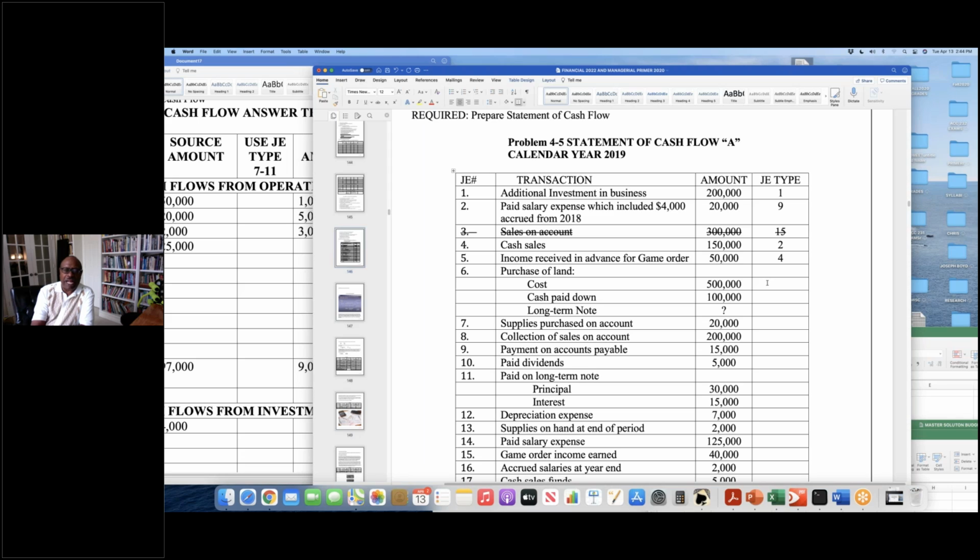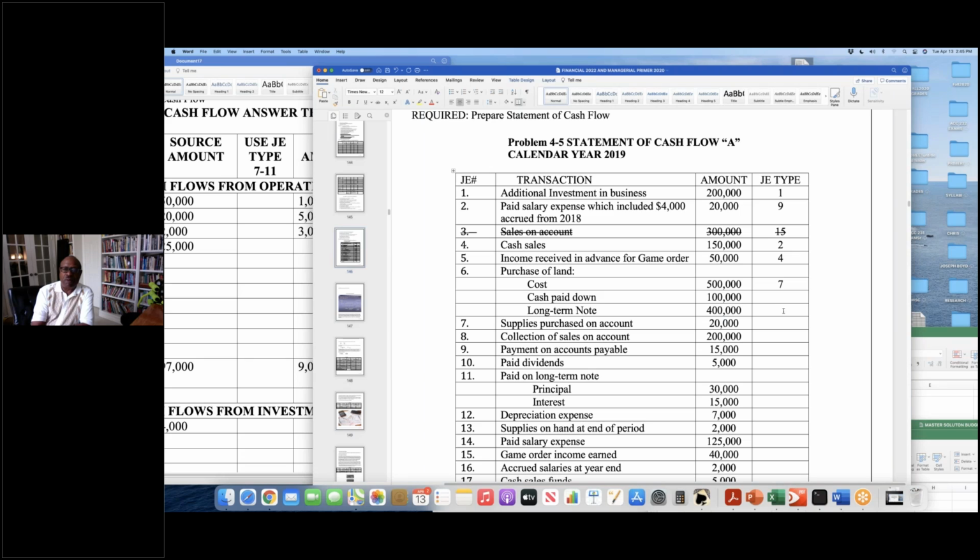Purchased land cost 500,000, paid down 100. Long-term note. I just put a question mark there. Wouldn't that be like 7 and 12? Okay, so you're right. So we're going to put a type 7 here because that's using cash, but we're buying the land, and the cash part is that. But then we also use this note. So how much is this note going to be? $400,000.